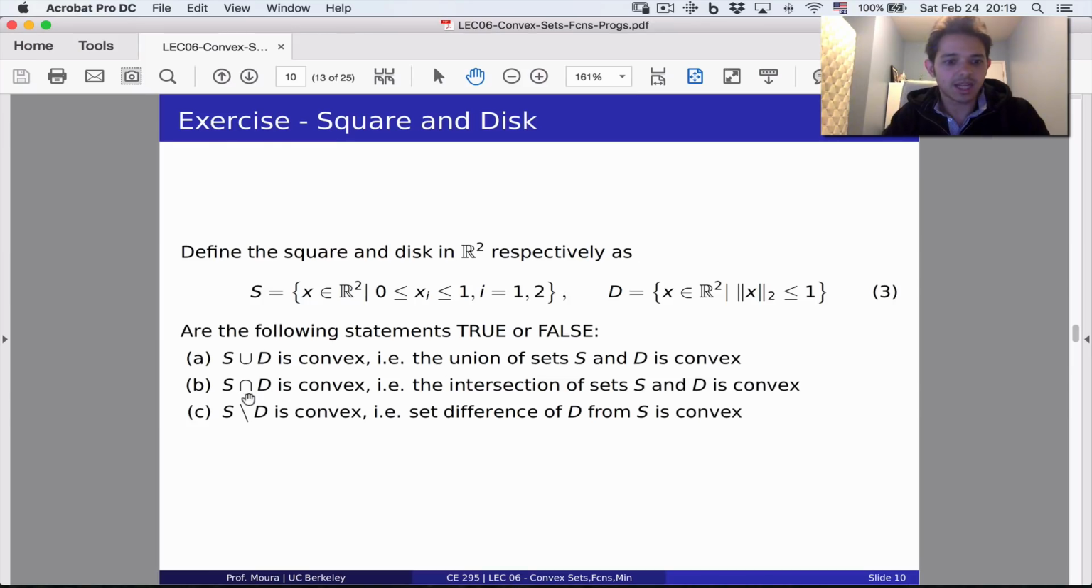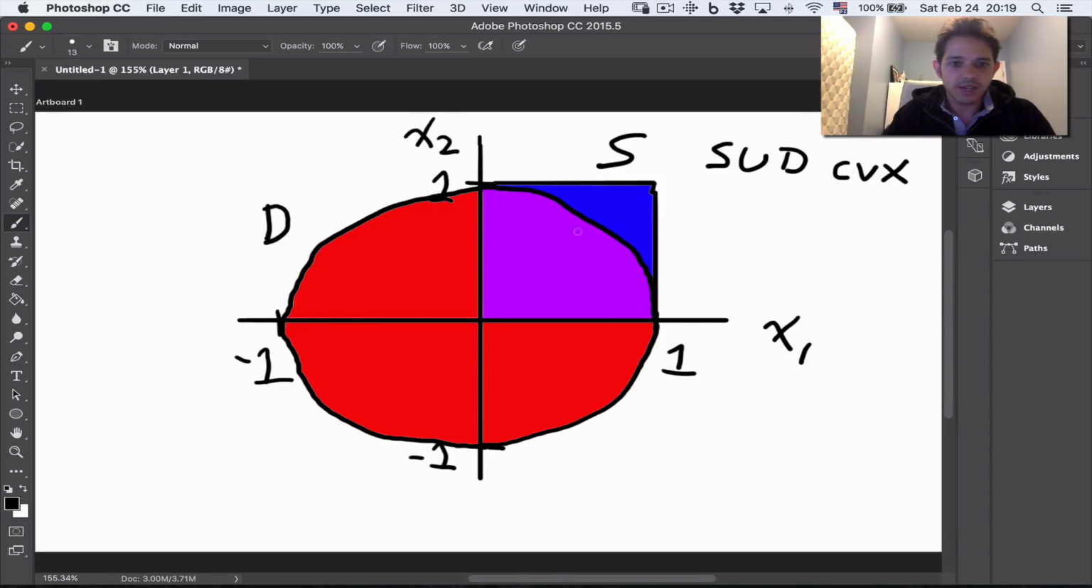All right, next we're going to consider the intersection of S and D. So the intersection is given by the part of the sets that are in both S and D, and that's given by this purple region. In fact, I'll write S intersection D right here, and this is given by this sector. In fact, we'll see later that that's actually a second-order cone constraint. And that also, we can see by inspection, is a convex set.